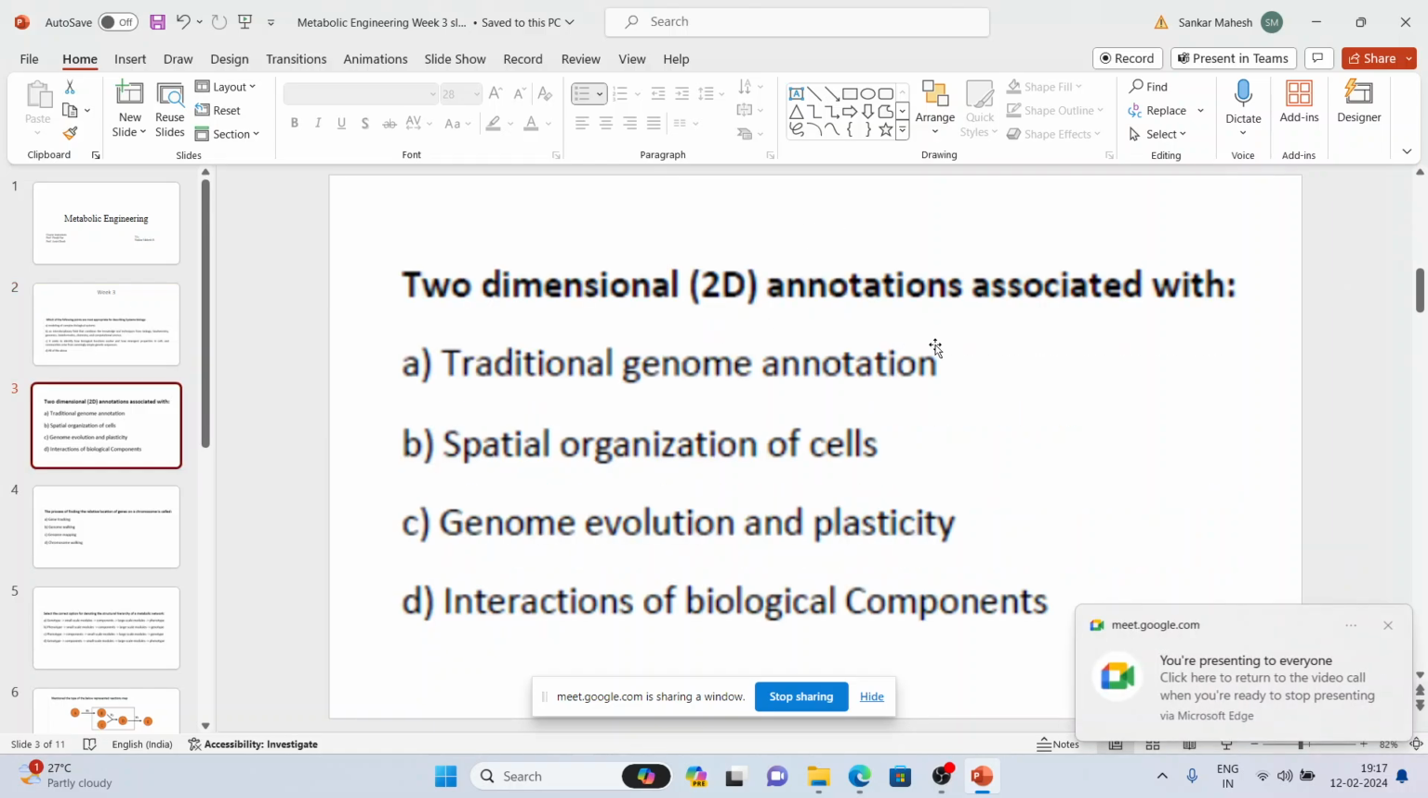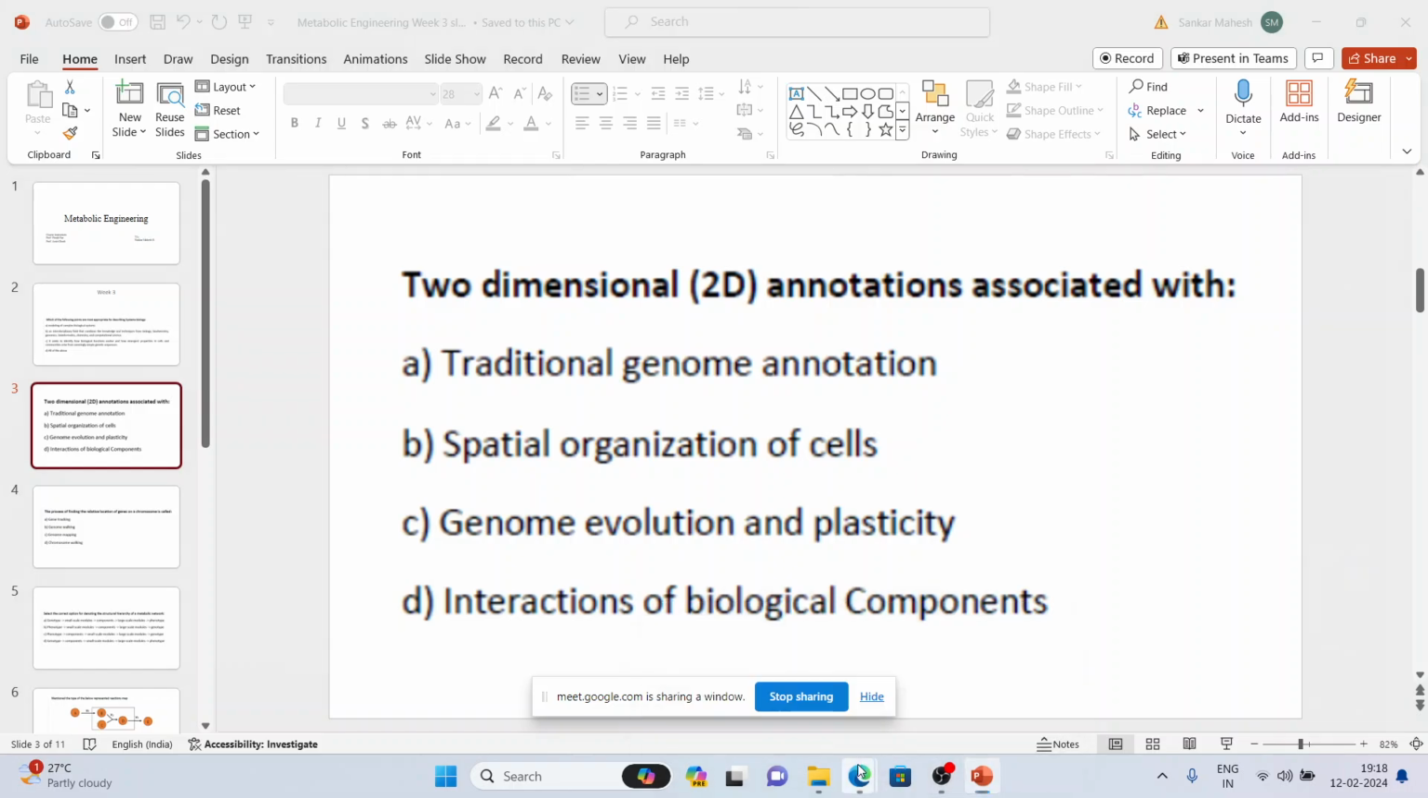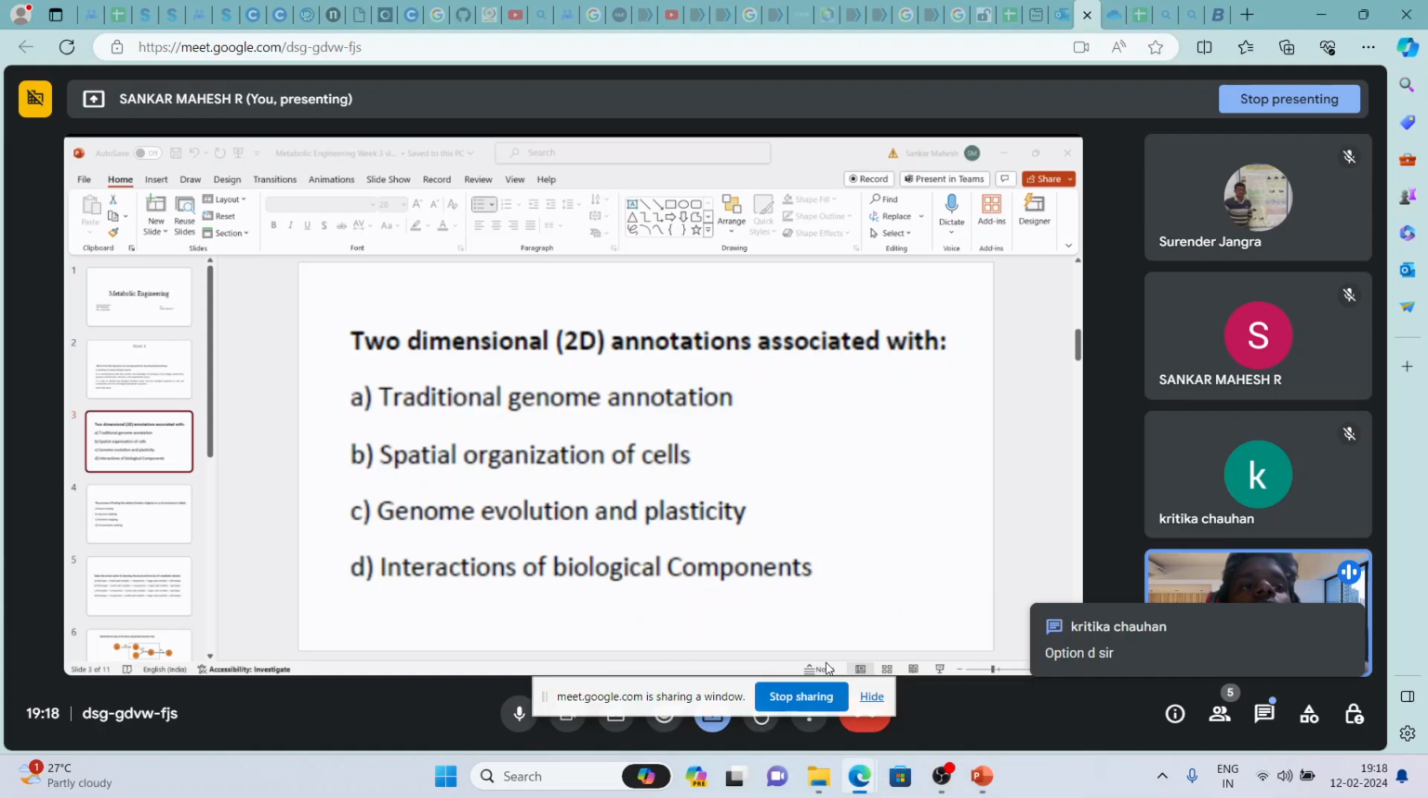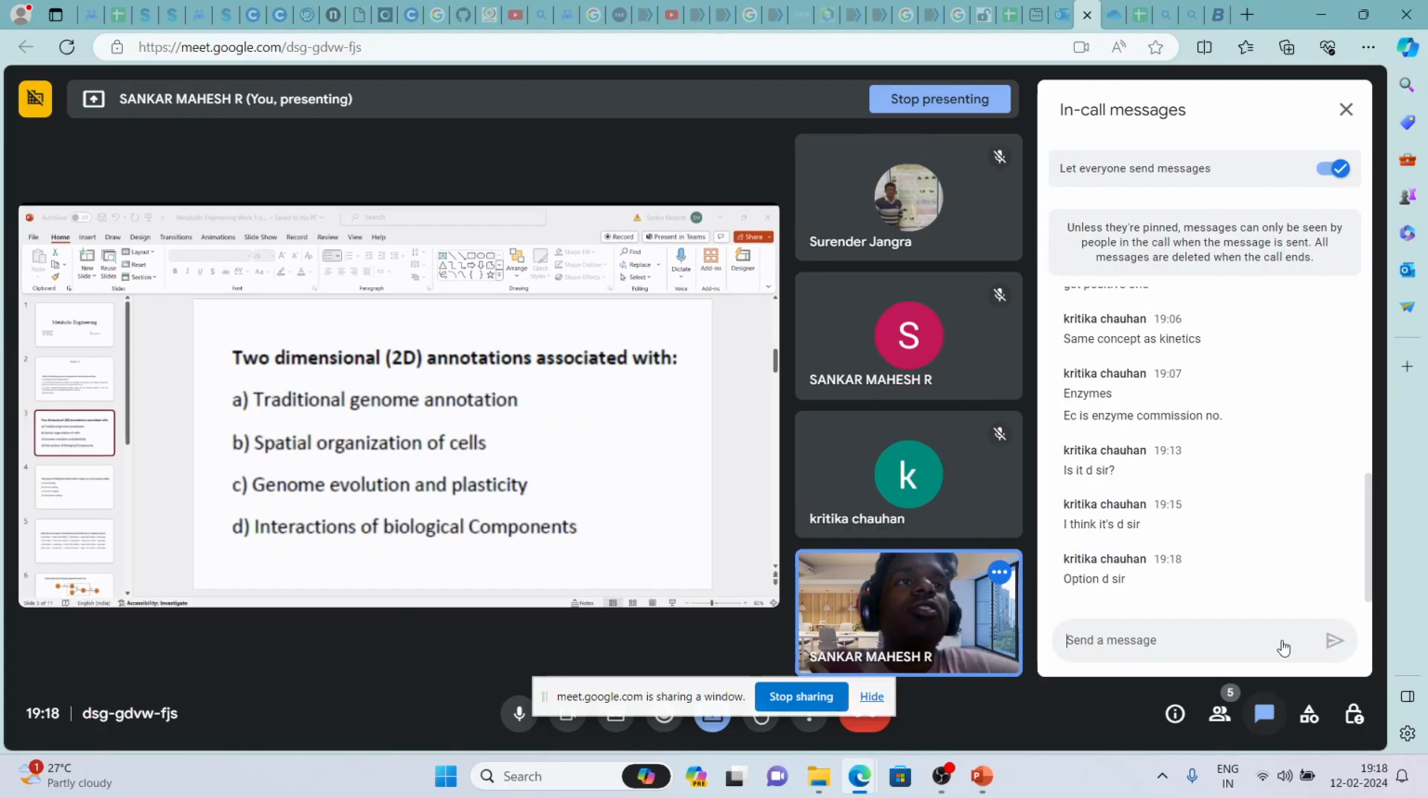The next question is, two-dimensional annotations are associated with option A, traditional genome annotation, option B, spatial organization of cells, option C, genome evolution, option D, interaction of biological components. Yeah, Kritika, you can just take a couple of minutes. Okay, you have answered already, which is option D.